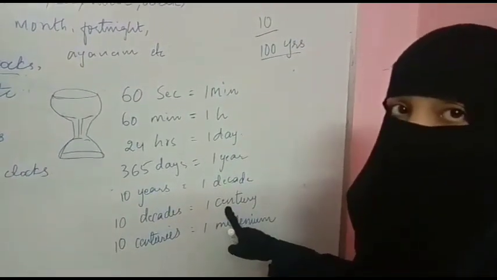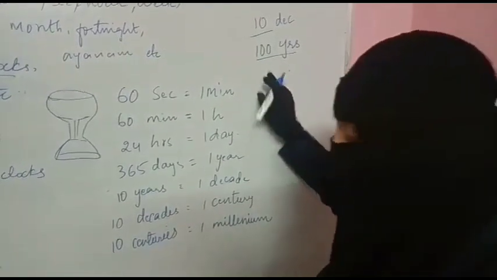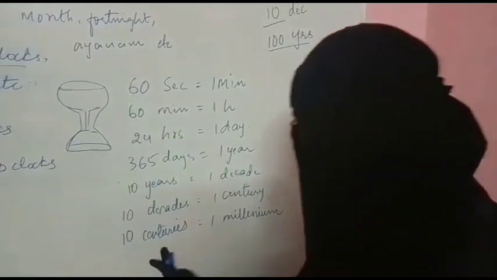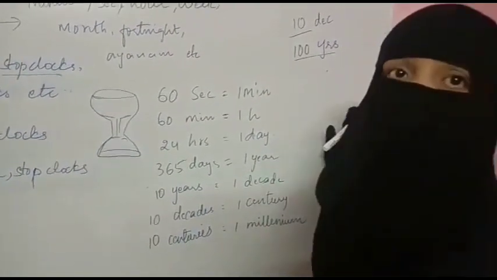1 century equals how many years? 100 years. If you do 10 decades, then you'll get the same answer. That is, here we have given 10 decades equals 1 century. And here 10 centuries equals 1 millennium. These are the units of time, which are very important. You must go through this.